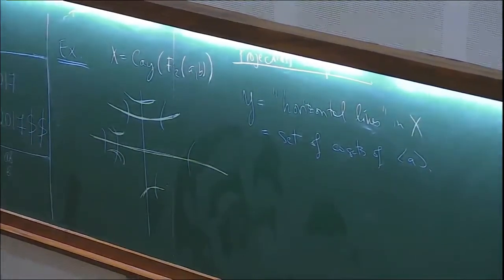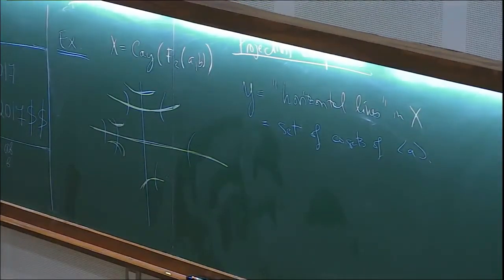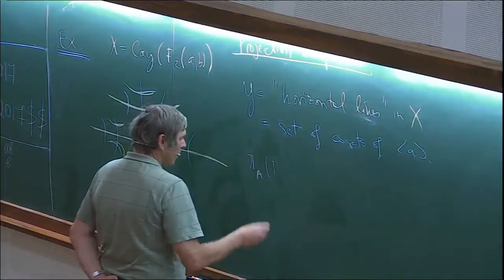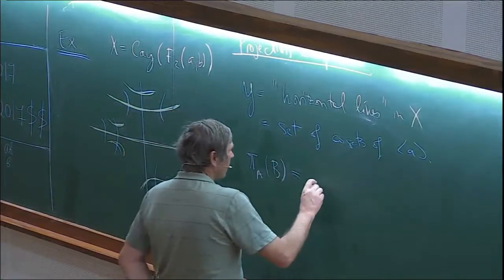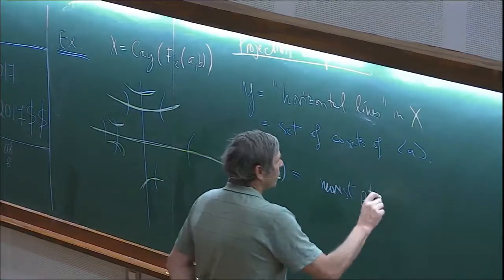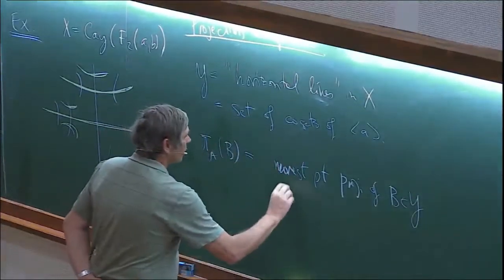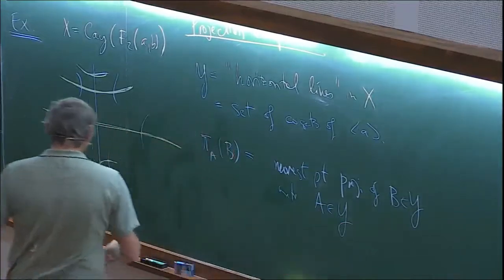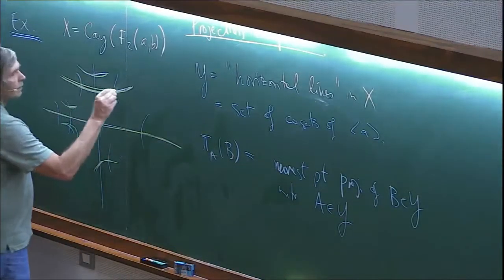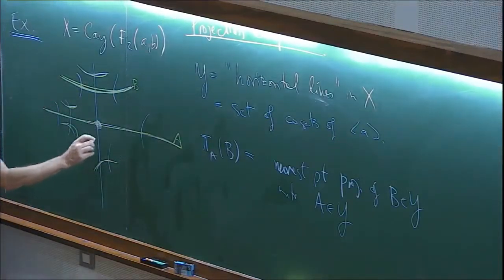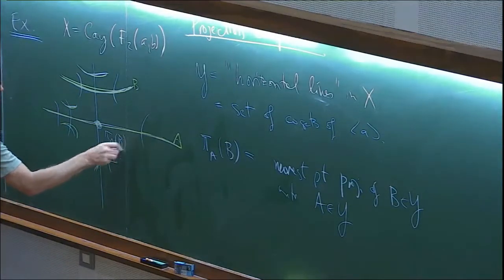Okay. And then if I have two of these yellow lines, then I can project one to the other. And I'm going to get a point, which I'm going to denote by pi A of B. So this is going to be the nearest point projection of B in Y onto A in Y. So for example, if I take this line, this is the line B, and then this line is A, then this point here would be the projection. This is pi AB, right?